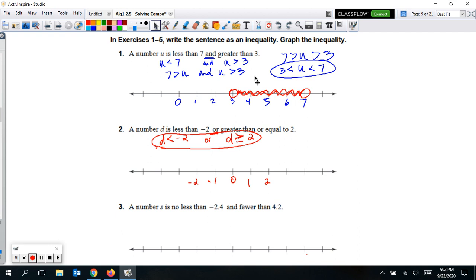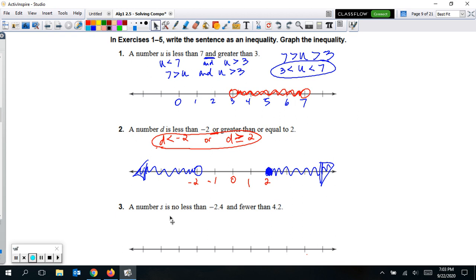And at negative 2, we're going to be putting an open hole, and at positive 2, we're going to go ahead and put there a closed hole. Now in this shading, it's not going in between because this one says that it's less than negative 2. It's got to go to the left from here. And this one's greater than positive 2. It's going to go to the right from there. So the shading is going to go in opposite directions.